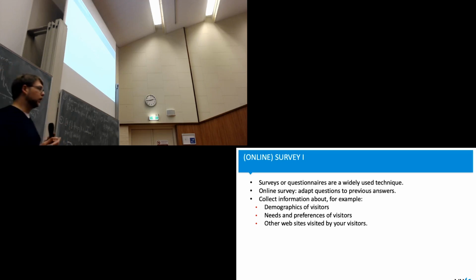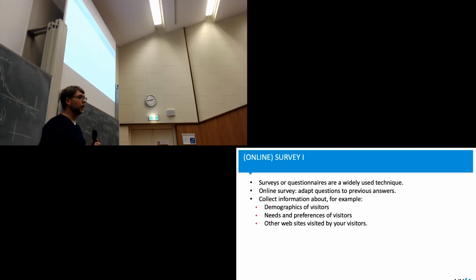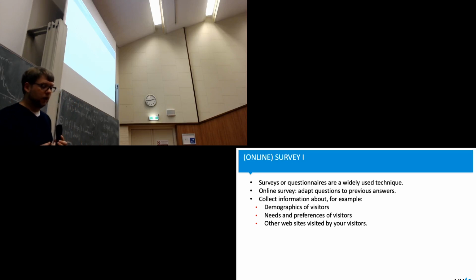And also when you conduct controlled experiments, you use survey kind of approaches to monitor, for example, demographic data of visitors, how old they are, what kind of profession they have, sometimes gender, sometimes where they are located. And then you would also like to know about their needs, preferences, and what kind of other websites, for example, they would like to see.